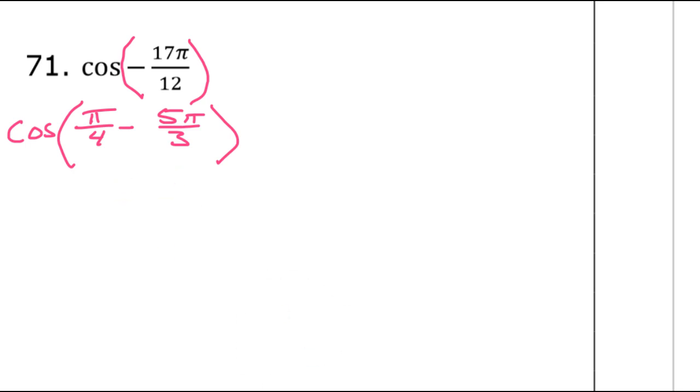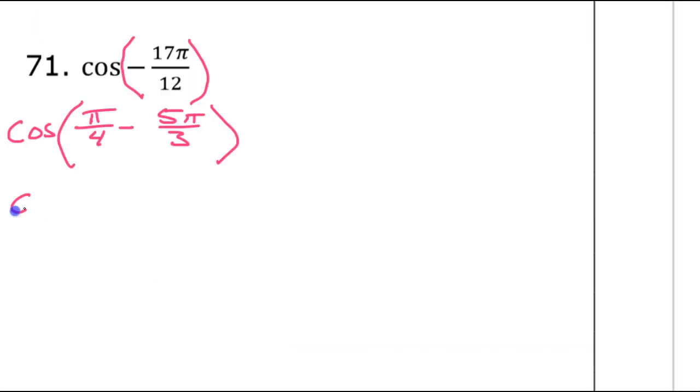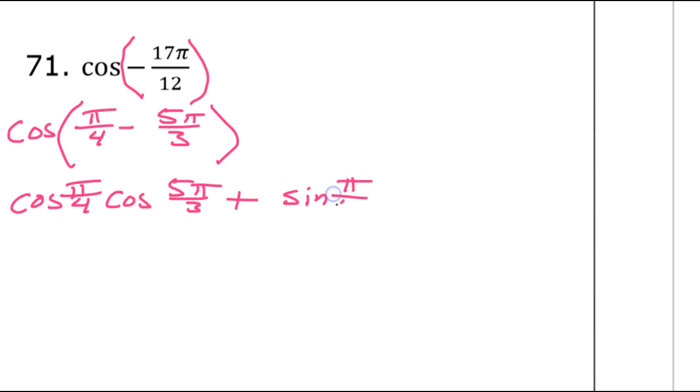And now I can use the formula. So if I do the cosine of a subtraction, it's going to go cosine, cosine plus sine, sine. So it's going to go cosine pi over 4, cosine 5 pi over 3, plus, all right, notice how it changes from subtraction to addition, plus sine pi over 4, sine 5 pi over 3. So it's just a matter of evaluating these things.